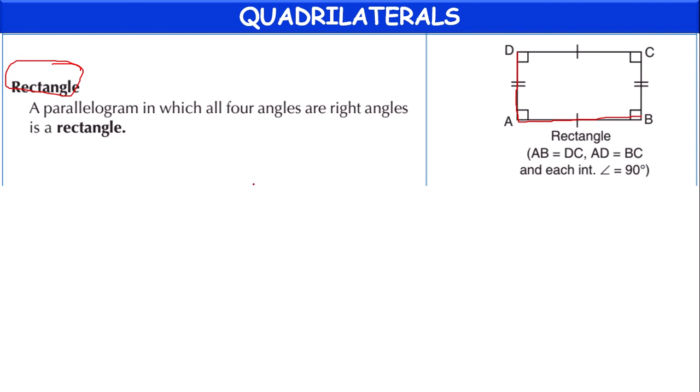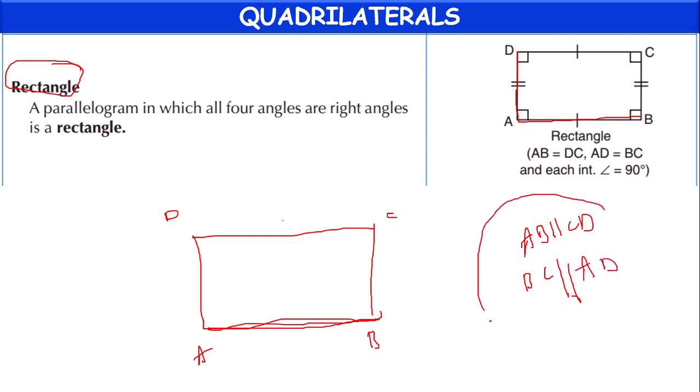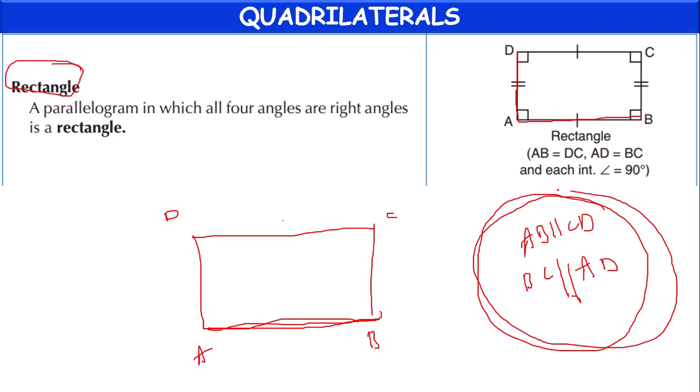So this is the quadrilateral. First we have to assume this as a quadrilateral. ABCD is a quadrilateral. So when will it be a parallelogram? If AB is parallel to CD and BC is parallel to AD, both pairs of opposite sides are parallel, so it is said to be a parallelogram.